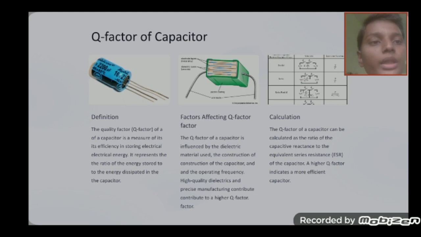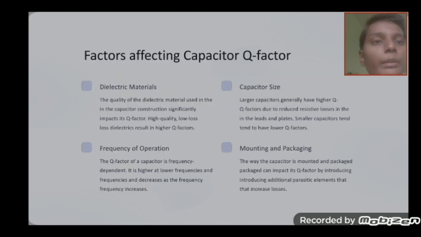The Q factor of a capacitor can be calculated as the ratio of the capacitive reactance to the equivalent series resistance of the capacitor. A higher Q factor indicates a more efficient capacitor. Factors affecting capacitor Q factor. Dielectric materials. The quality of the dielectric material used in the capacitor construction significantly impacts its Q factor. High quality, low loss dielectrics result in high Q factors.